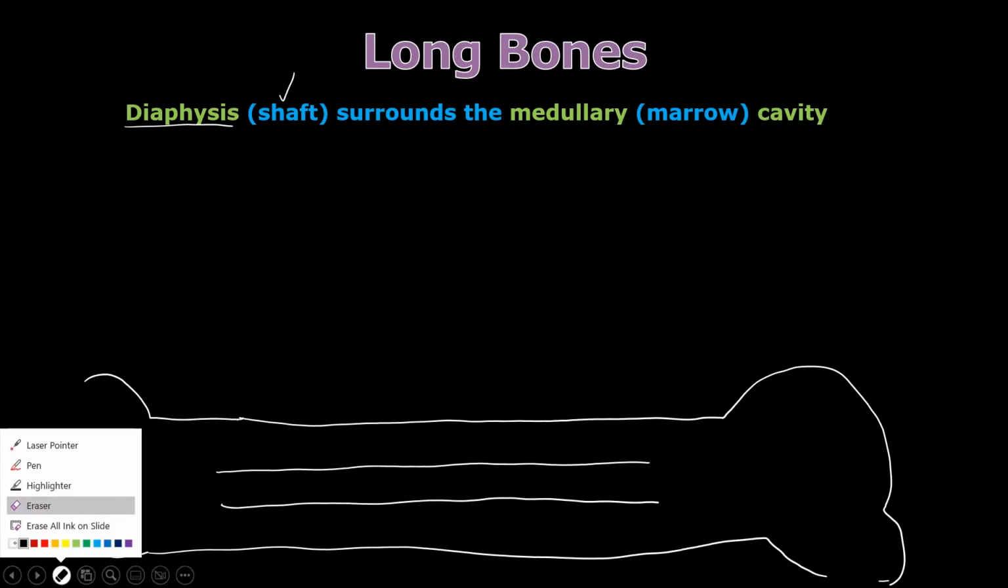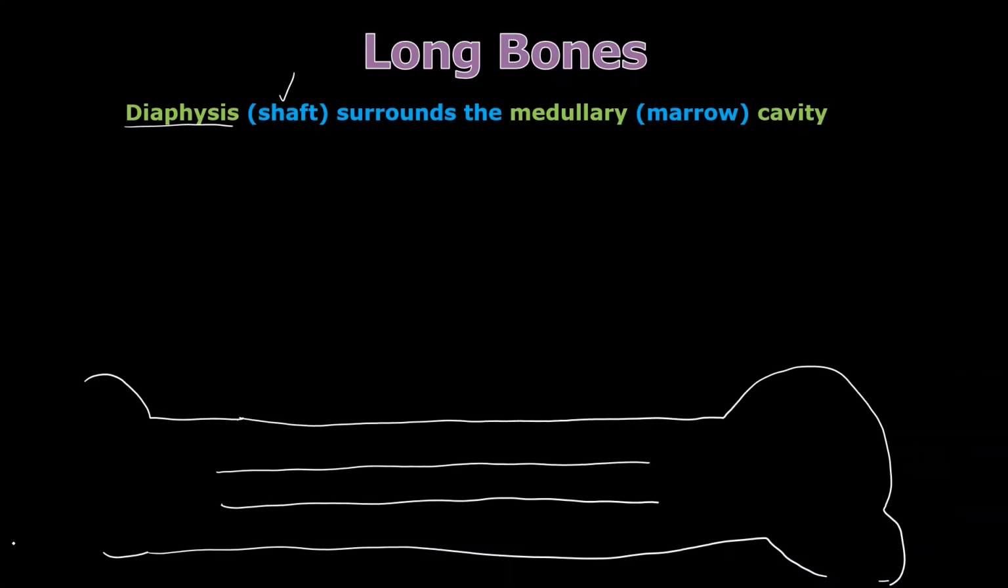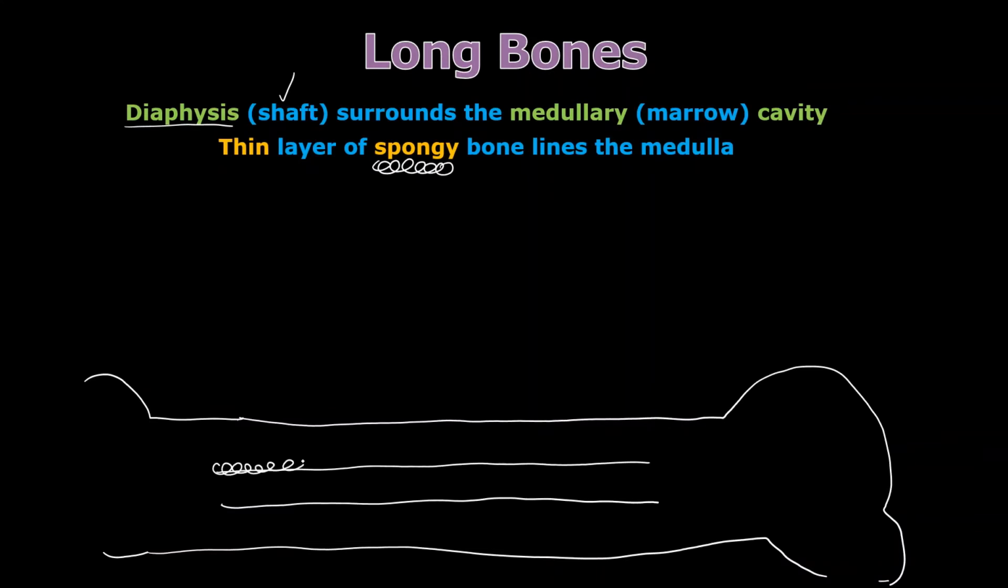All right, so the next thing I'll do is say that lining the medulla, lining the medullary cavity, is going to be a little bit of spongy bone or cancellous bone. So let's make the spongy bone look kind of curly like this, and let's draw it in here. So you'd have a little spongy bone that would surround the medullary cavity.